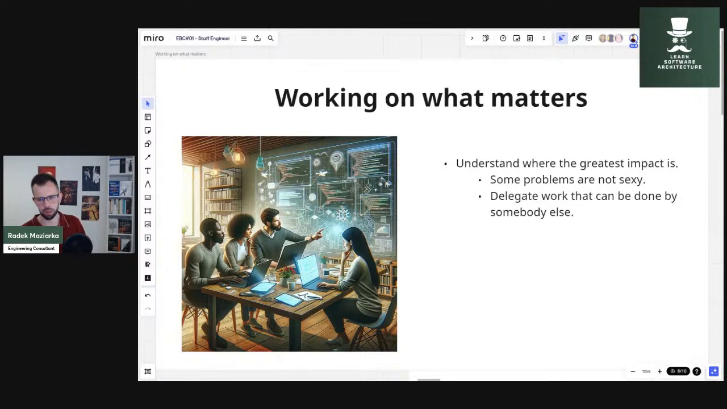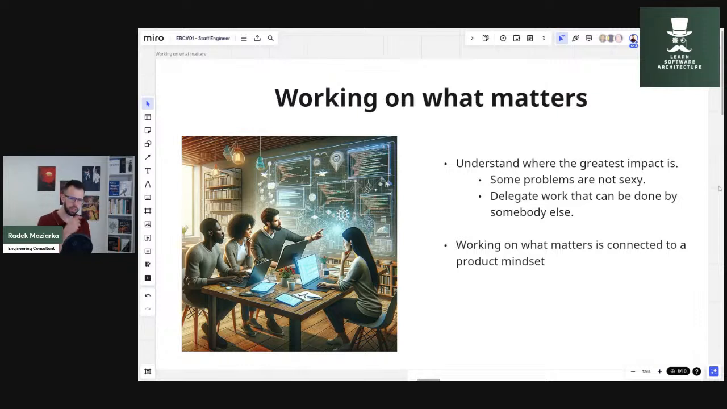And what is connected to that is that you should delegate the work that can be done by somebody else, because your time is limited and you have a specific range of skills. If you can delegate specific work to a particular team, you should do it and focus on the task that requires your skills solely.